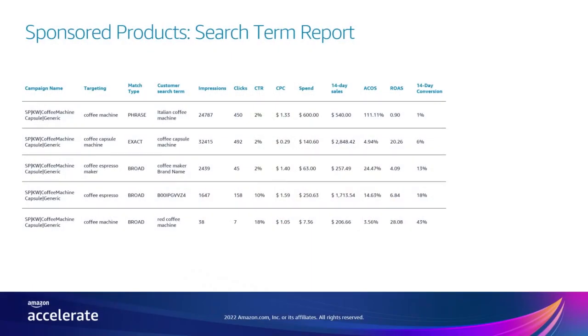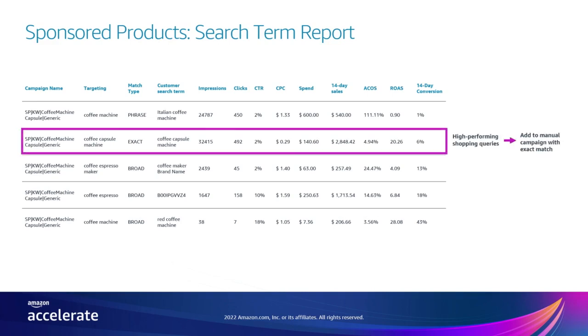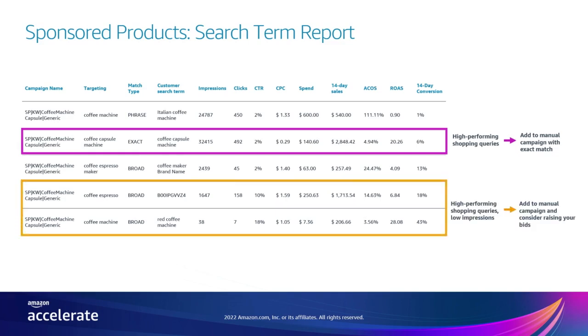Remember, the search term report shows the shopping queries that resulted in at least one click. If there are some high-performing shopping queries in the report, we recommend adding them into your manual holiday sponsored product campaigns using exact match. Additionally, if there are high-performing shopping queries in the report that are showing lower impressions, we recommend also adding these queries as keywords. You should consider increasing the bids for these keywords to help you get stronger results.